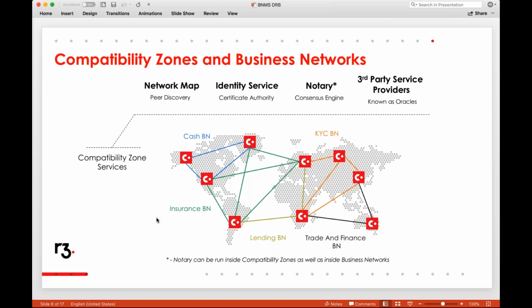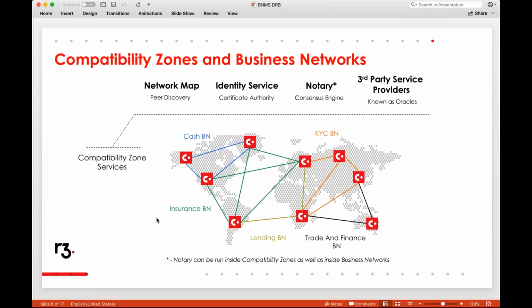So is it pragmatic? Is it what's happening today? Do you see several compatibility zones, or do you see one global compatibility zone with multiple business networks? We would like to encourage people to join the one global compatibility zone. But we see some businesses, some people would like to run their own compatibility zones as well. But then your network map cache becomes a yellow pages of everyone that's interested in Corda. Sorry, could you repeat this again, please? The network map cache becomes a yellow pages of everybody using Corda.